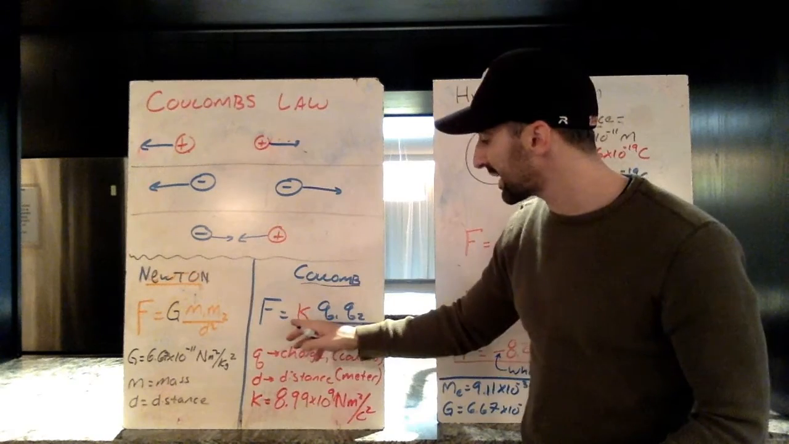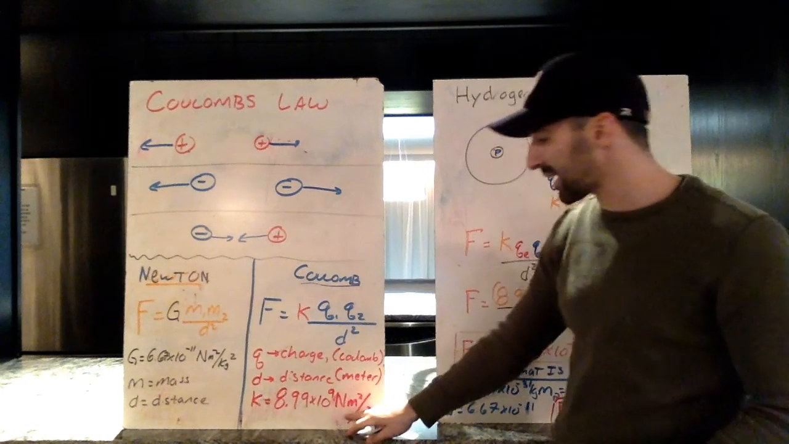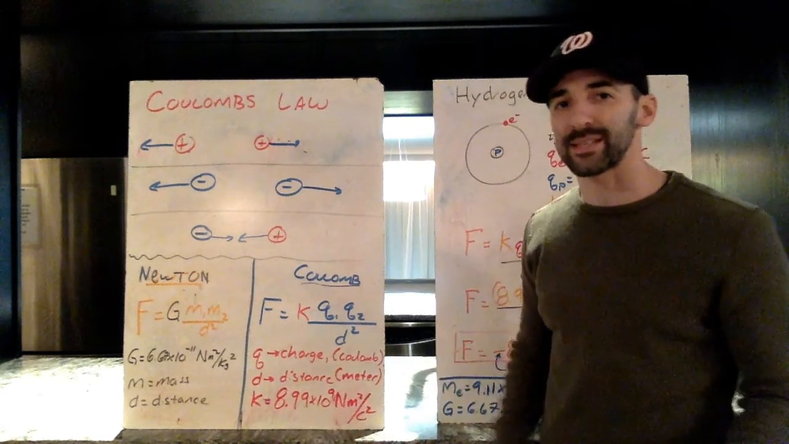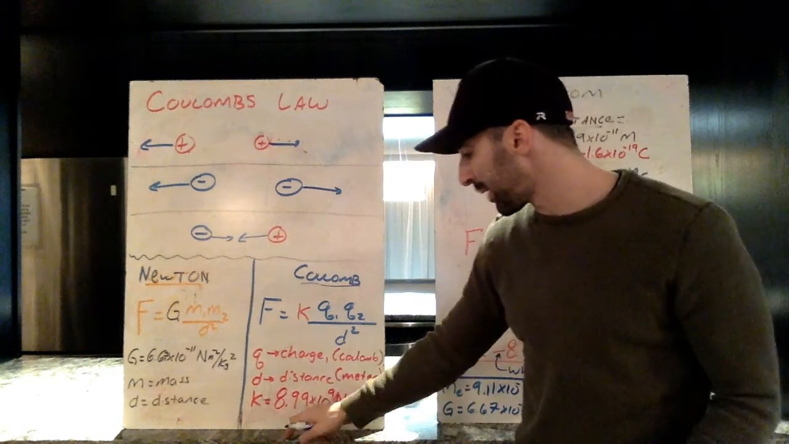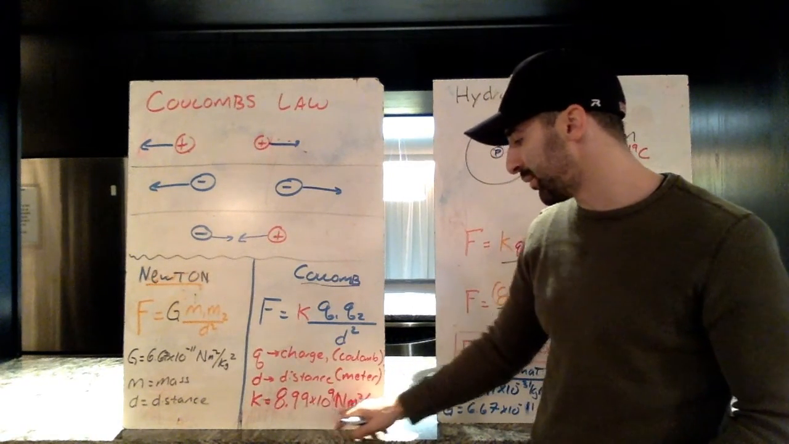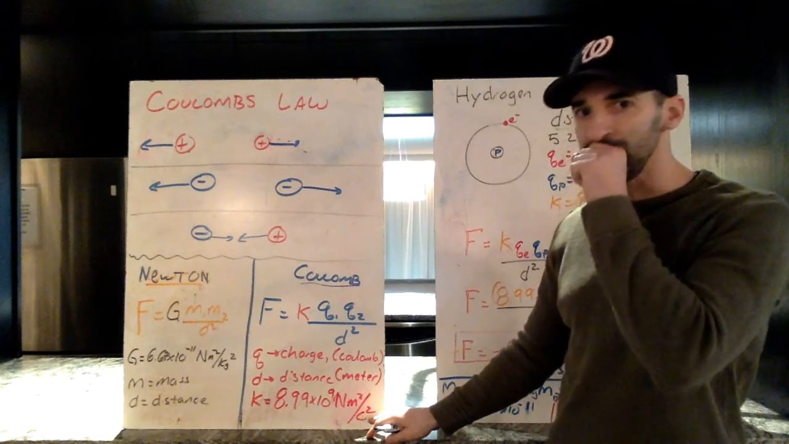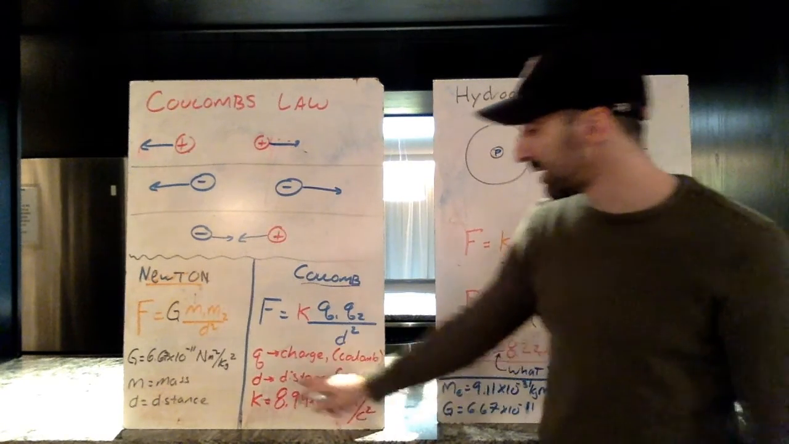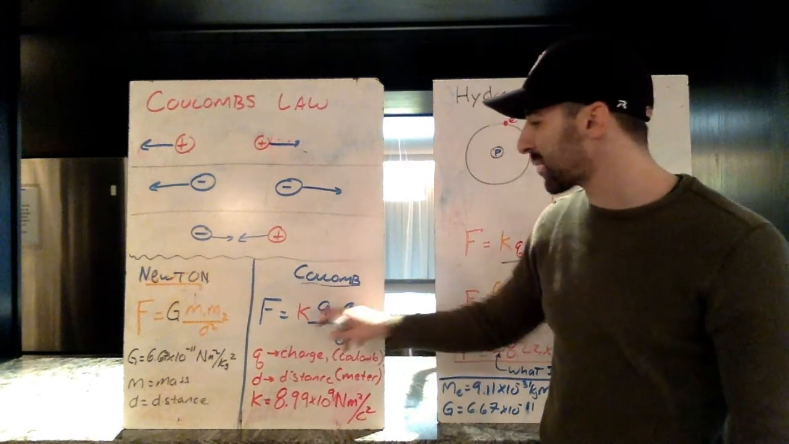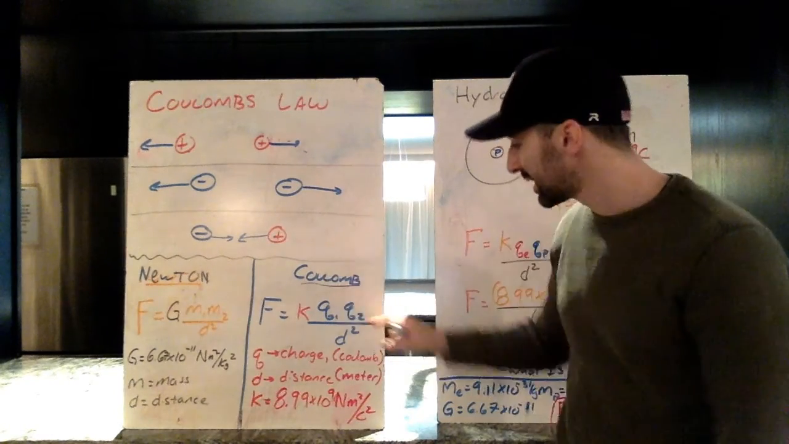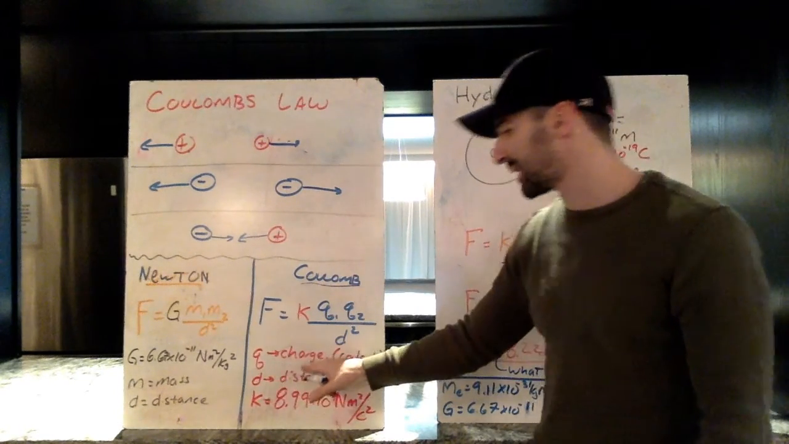So he said that k, which is an electrostatic constant, we don't need to memorize that. That's on our MCAS sheet too. 8.99 times 10 to the 9th newton meters squared divided by Coulomb squared. d still stands for distance, and we have 2 objects, 2 charges, Q1 and Q2, where Q stands for charge.